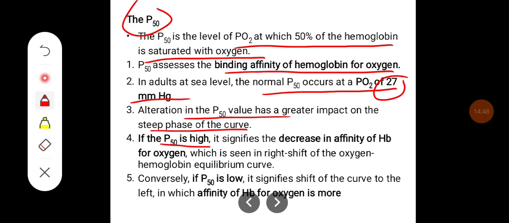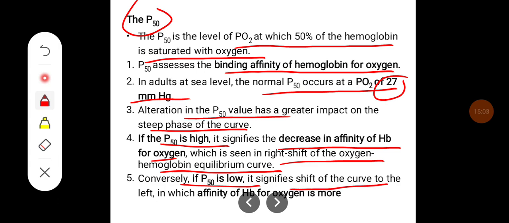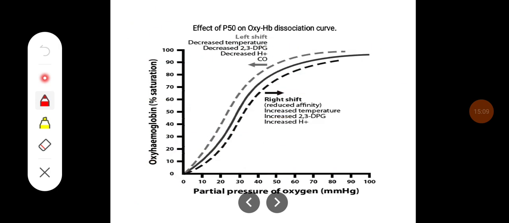If P50 is high, it signifies the decrease in the affinity of hemoglobin for oxygen, which is seen in a right shift of the oxygen hemoglobin equilibrium curve. Conversely, if P50 is low, it signifies the shift of the curve to the left, in which the affinity of hemoglobin for oxygen is more. This oxygen dissociation curve shows the right shift and the left shift of the curve.